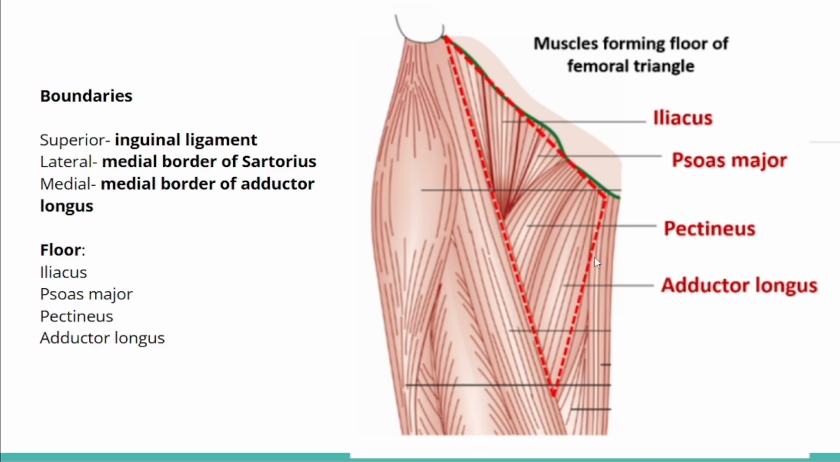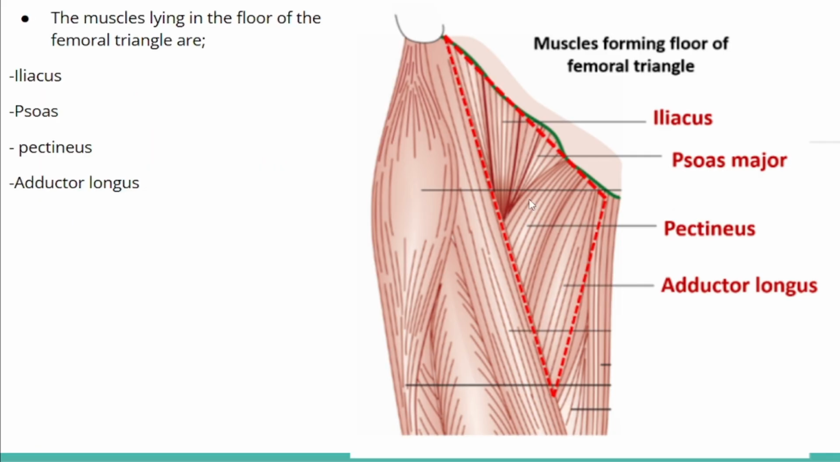The floor of the femoral triangle is made of four muscles. More superiorly, iliacus contributes, and then psoas major, so we can collectively call them iliopsoas. Then the pectineus muscle, then the adductor longus. So if you are asked what muscles lie in the floor of the femoral triangle, you can say there are four muscles: iliacus, psoas major, pectineus, and adductor longus.